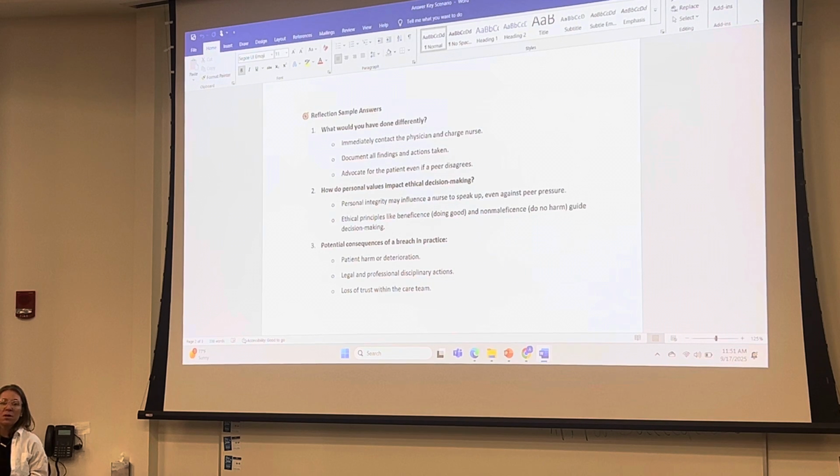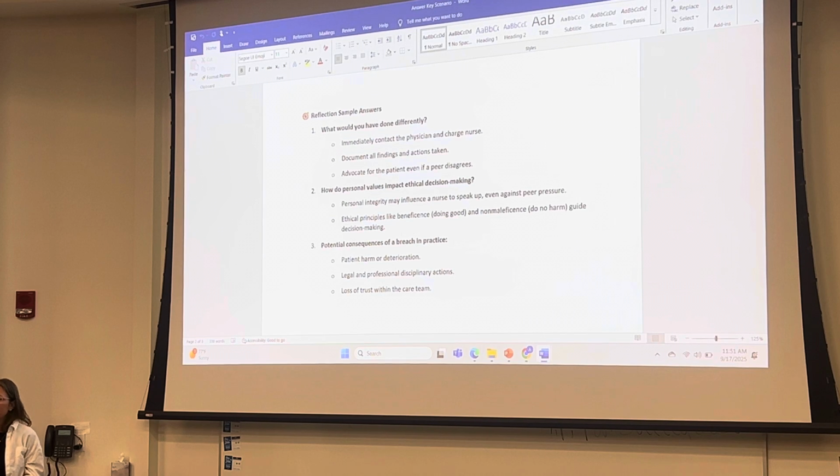Ethical principles, so we talked about these back in week 1. They're part of the PowerPoint today, so these again will be on exam 2. So beneficence, doing good, should be a motivating factor, not whether I'm going to bother the physician or something like that.